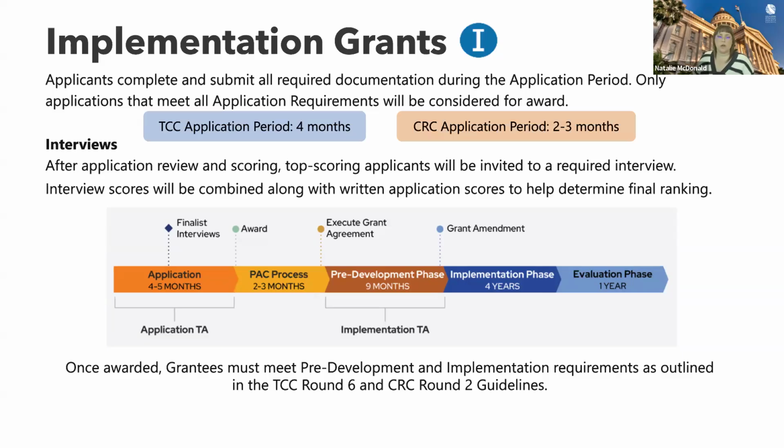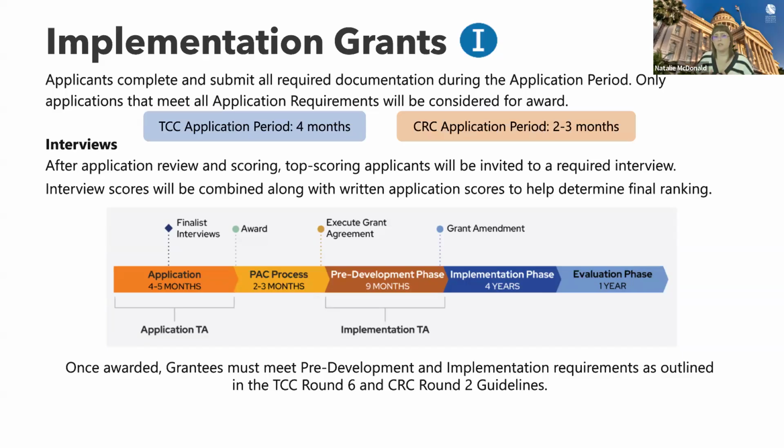After application review and scoring, top scoring applicants will be required to interview with program staff, and interview scores will be combined with written application scores to help determine final ranking. After the application period, SGC will make awards anticipated in April 2027. Each awarded grantee will have a post-award consultation period of 2 to 3 months for TCC and 6 months for CRC, during which the terms of the grant agreement are reviewed by both parties and the grant agreement is executed.